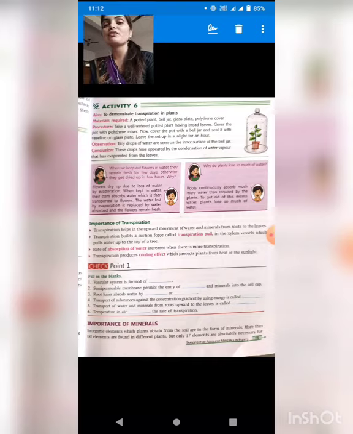Now the importance of minerals students, as I have told all of you on the board. See, importance of minerals. The minerals are important because they are essential elements for growth and development. See here, the macro and micronutrients are given on the screen. Macronutrients are those nutrients which are required in large quantity, and micronutrients are those which are required in a small quantity. The role of macro and micronutrients, meaning why they are essential and why they are needed so much, is given on your screen.